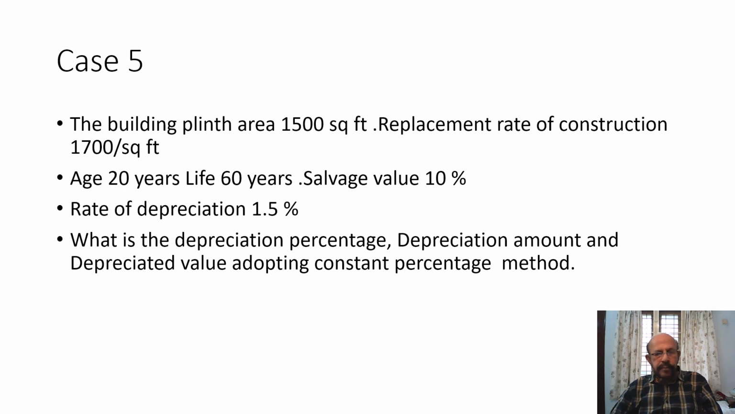Case 5. The building, plinth area 1,500 square foot. Replacement rate of construction 1,700 per square foot. Age 20 years. Life 60 years. Salvage value 10%. Rate of depreciation 1.5%. What is the depreciation percentage, depreciation amount and the depreciated value adopting the constant percentage method?